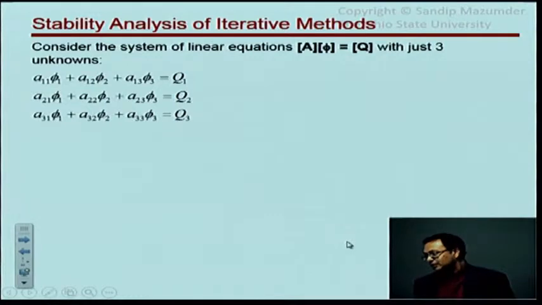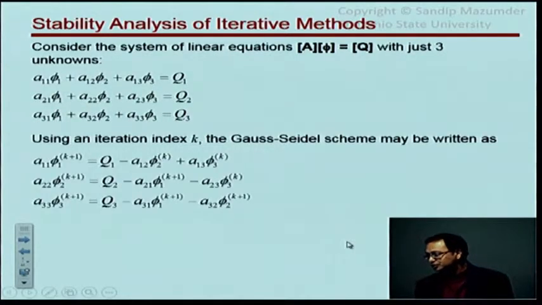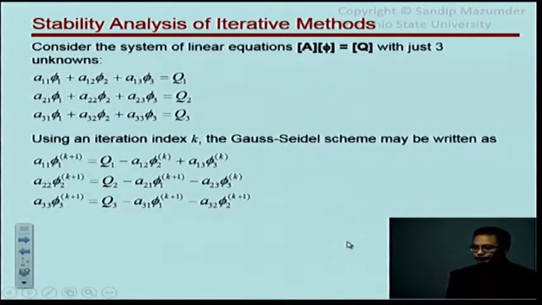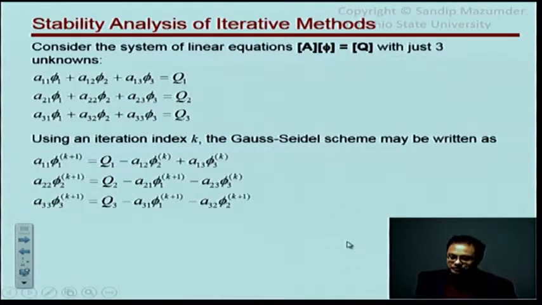So let's start with a very simple system of equations. In this case, I'm not putting numbers. I'm just using algebraic notations, a 3 by 3 system of equations. Now suppose we use Gauss-Seidel for solving this system of equations. So therefore, we are going to do iterations, and I've introduced an iteration index k.